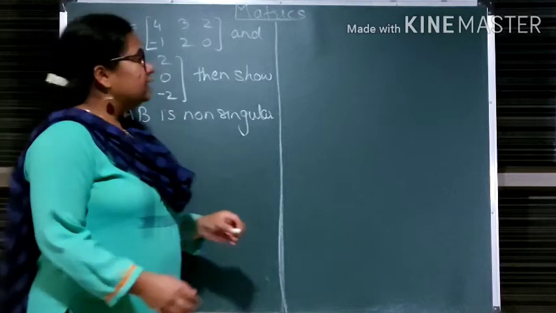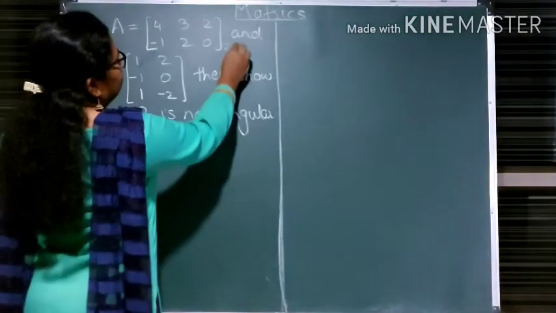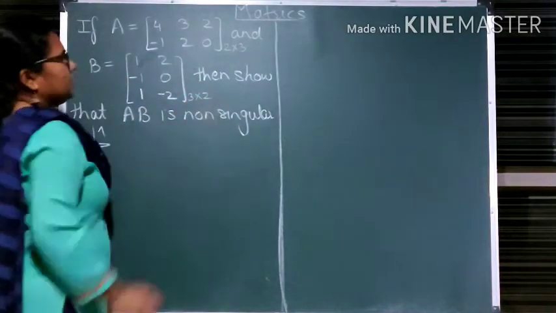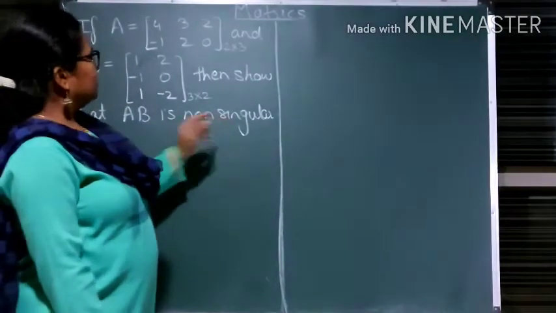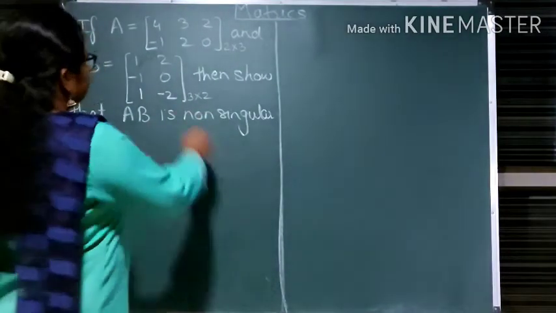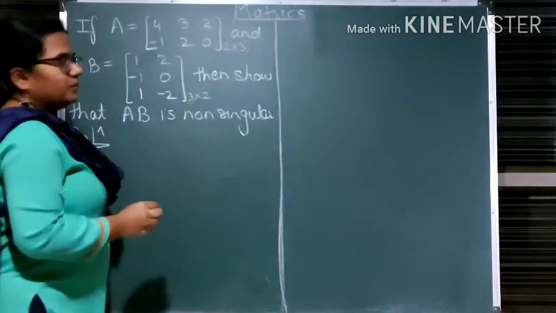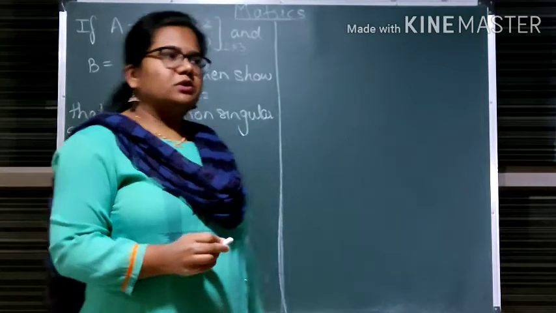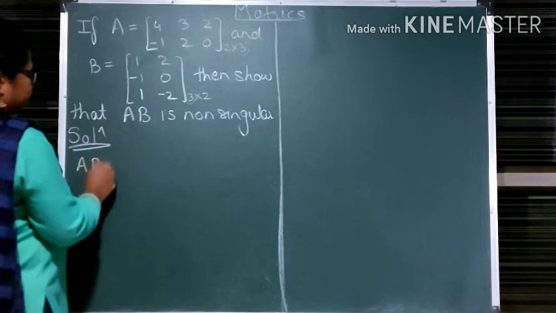Now next example. In this example, matrix A of order 2 by 3 is given to you and matrix B of order 3 by 2 is given to you. You have to show that A into B is non-singular. So if you look at both matrices, the columns in A are equal to rows in B. That means matrix multiplication is conformable, that is possible. So we will find what is A into B first.